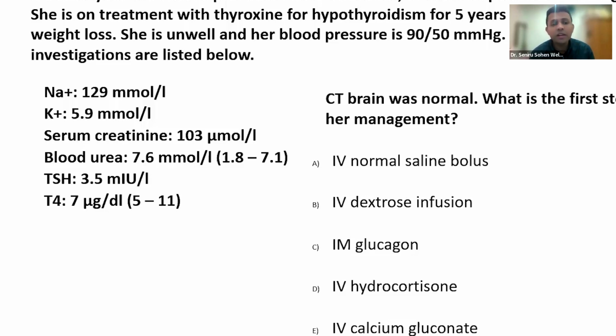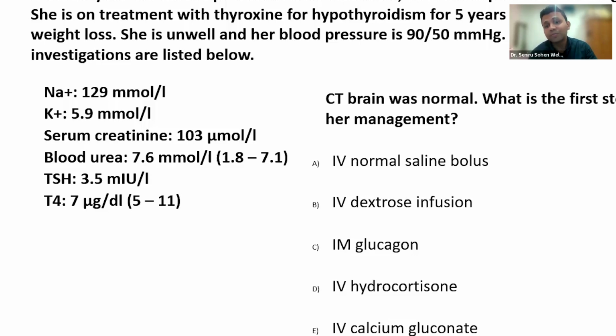And finally, IV calcium gluconate, which may not be that helpful. IV calcium gluconate is only given in cases of hypocalcemia or patients with hyperkalemia who are having ECG abnormalities. So the options that we are left with are IV normal saline bolus versus IV hydrocortisone, A or D.